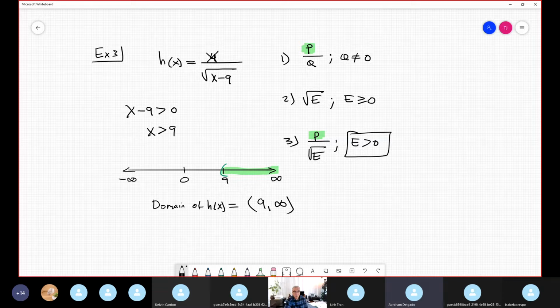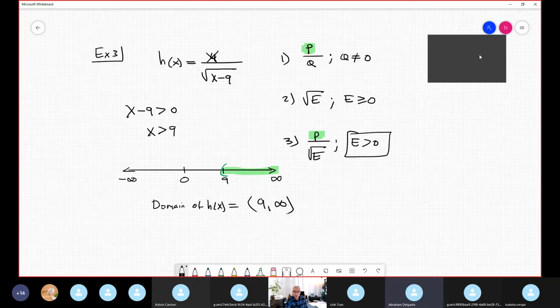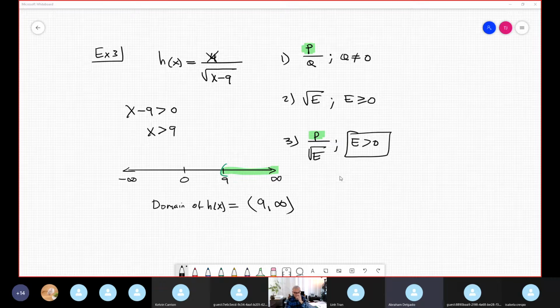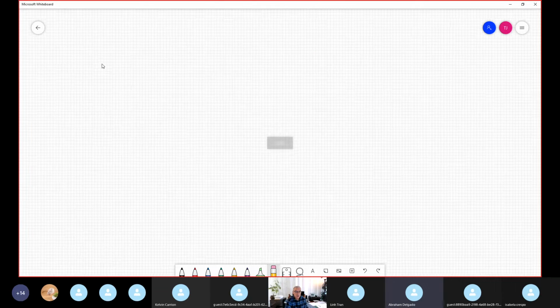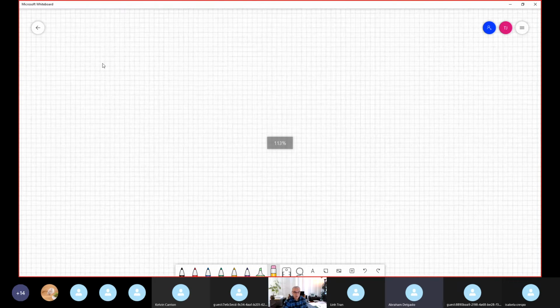Okay, let's continue. Example, domain. I want to complicate it a little bit, not too much. Okay, look, example 4. It's very, very interesting. It's weird, but interesting. Look, example 4.